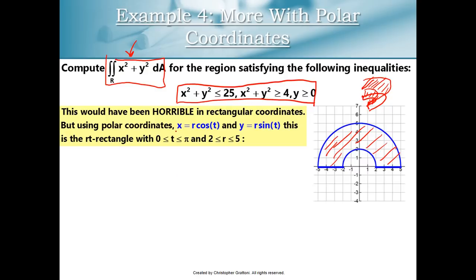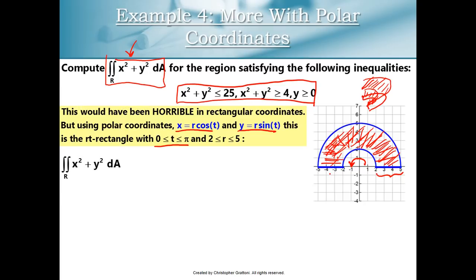But if we're using polar coordinates where x equals r cosine t and y equals r sine t, it turns out that what looks like a half donut to you here in xy space is actually a rectangle in rt space. It's a rectangle where t goes from 0 to pi, because you can see right here that our angle varies from 0 to pi, 0 to 180 degrees, and our radius r goes from 2 to 5 consistently throughout our region. So it doesn't look like a rectangle, but in rt space that is a rectangle.